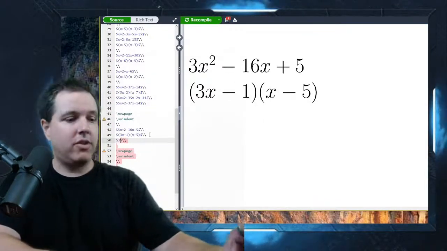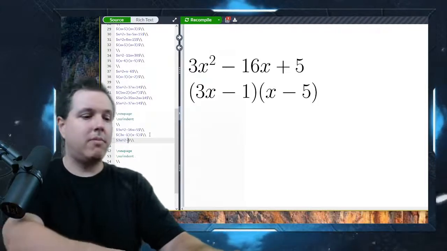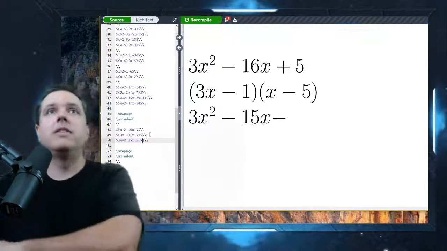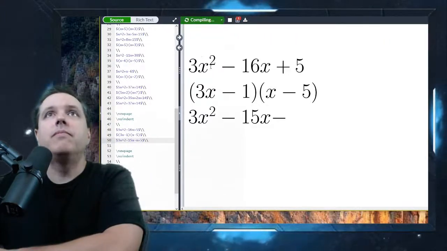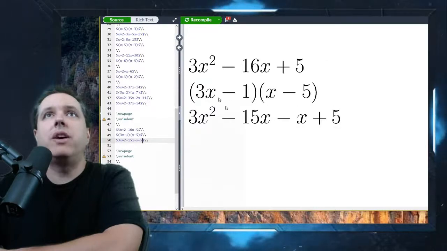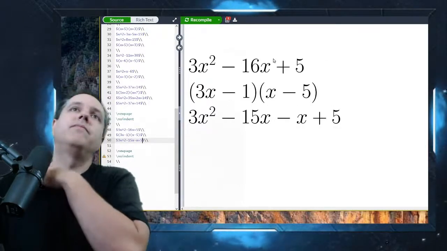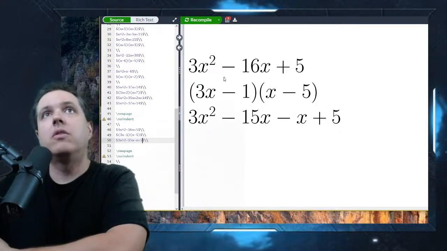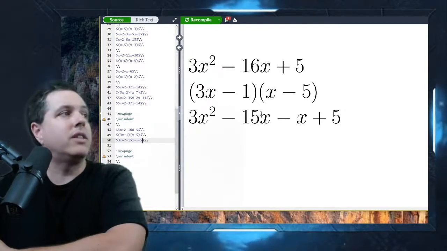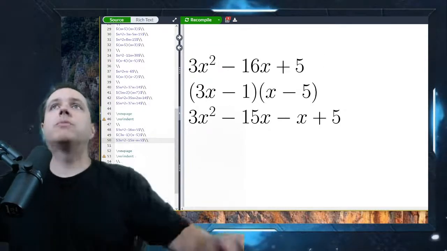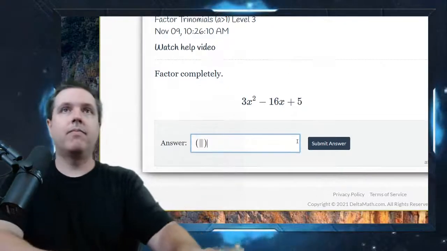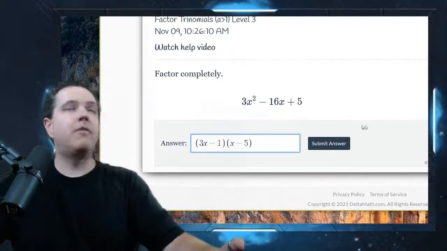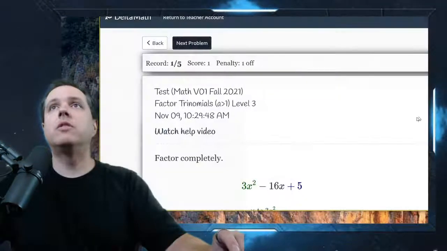So we've got 3x squared minus 15x minus x plus 5. Yep, that's going to give us the right thing, right? So 3x minus 1, x minus 5. Submit the answer. It tells us we're good.